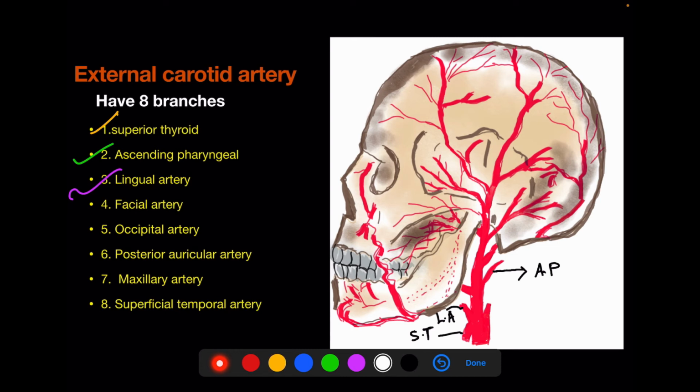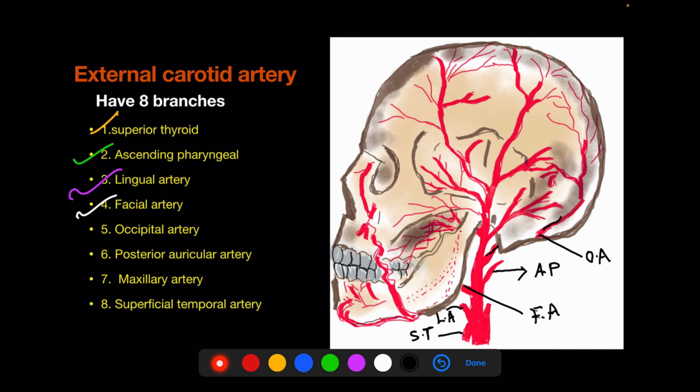LA for the lingual artery. Fourth one, that is facial artery, which is here, FA. Fifth one, that is occipital artery, which is present here. This one actually goes inside, and this one goes inside and is coming from here. Actually it supplies the occipital bone.